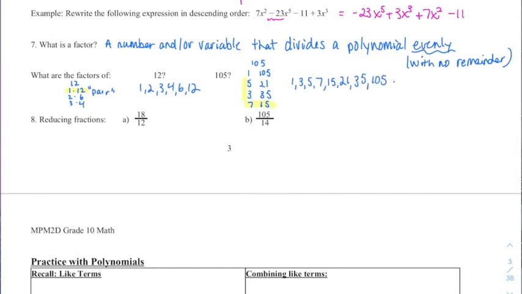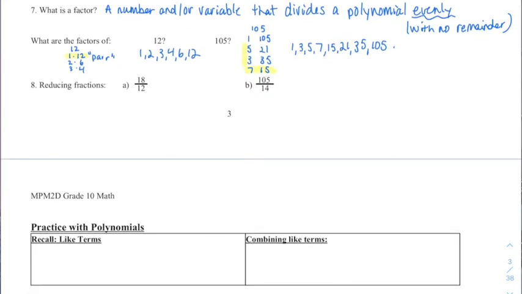All right, so how do we reduce fractions? We're almost there, guys. How do we reduce fractions? Well, factoring is helpful. For example, I can see that if I rewrite 18 as 6 times 3, and if I rewrite 12 as 6 times 2, well, I have a nice cancellation that happens here.